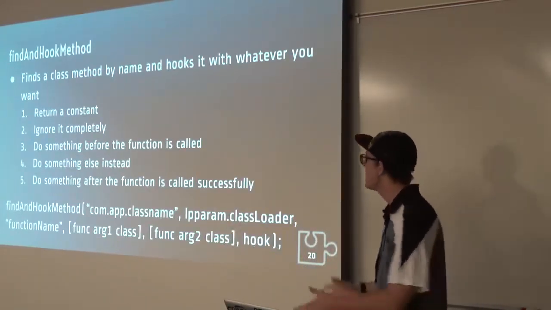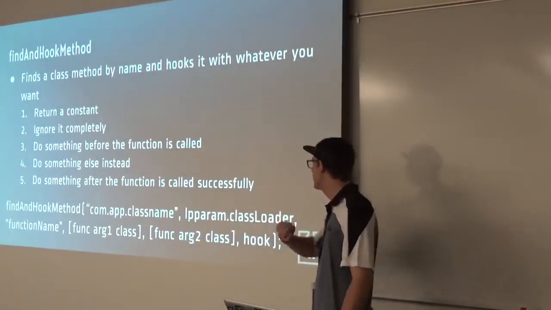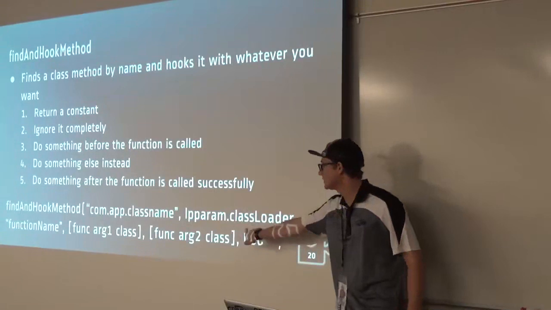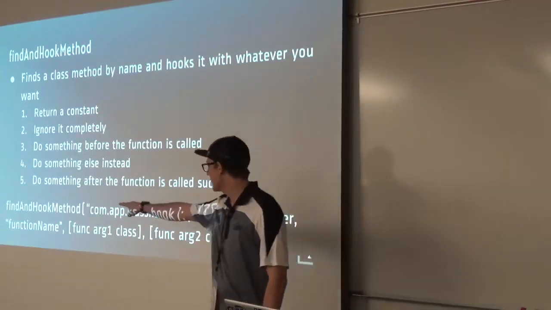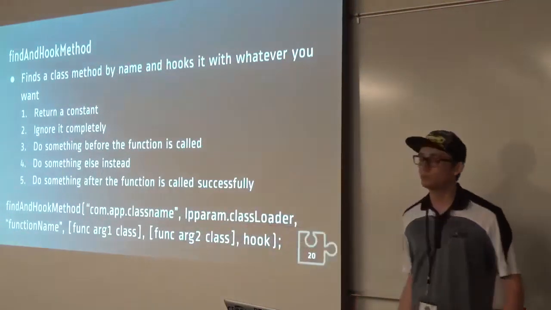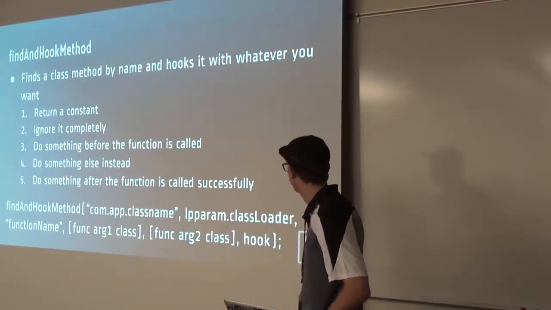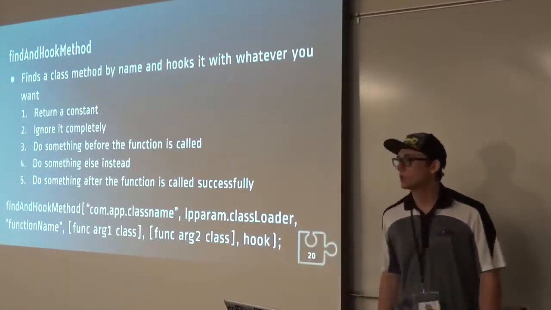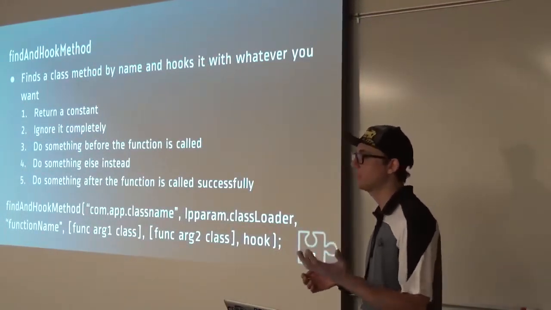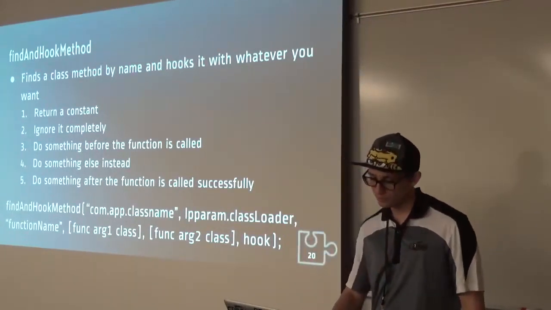And so this is the main way you call this. You specify the class name that it's within. LP param class loader is always the second argument. The function name in quotes, and then if there's any arguments, you need to provide them in a certain way, which I'll show in my example code. And then the actual hook itself, which is one of the two that I showed before, XC method hook or XC method replacement. So you'll be implementing those.